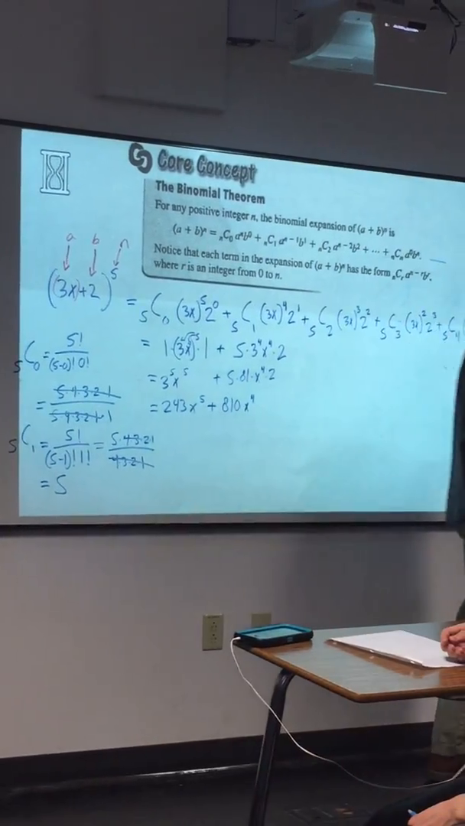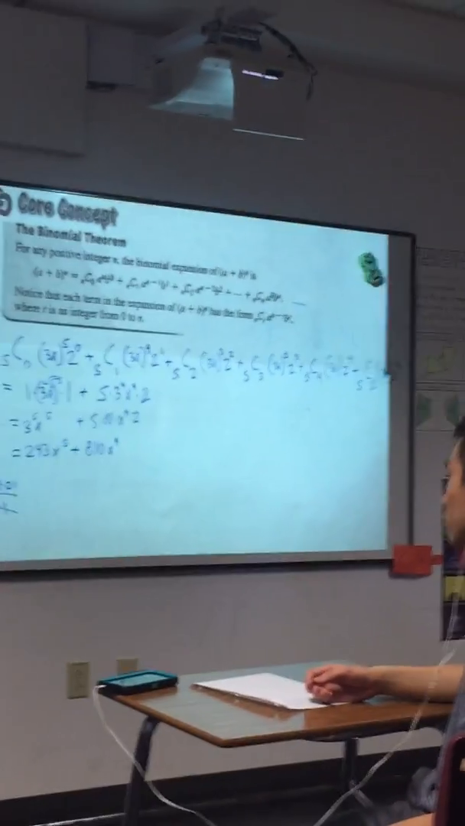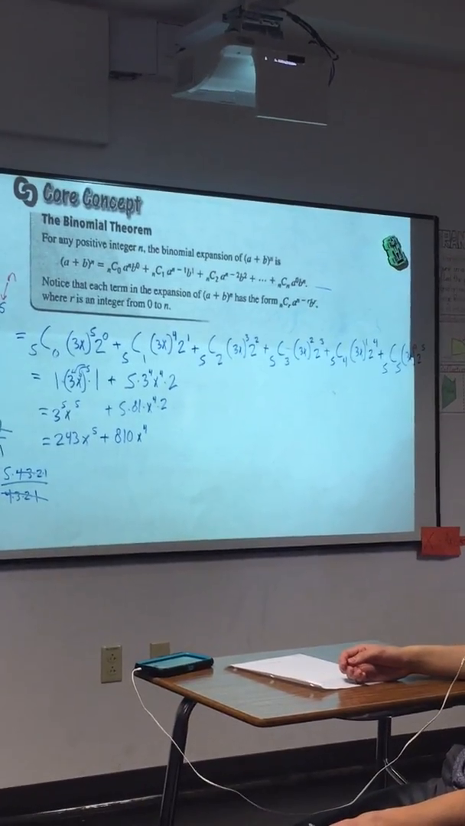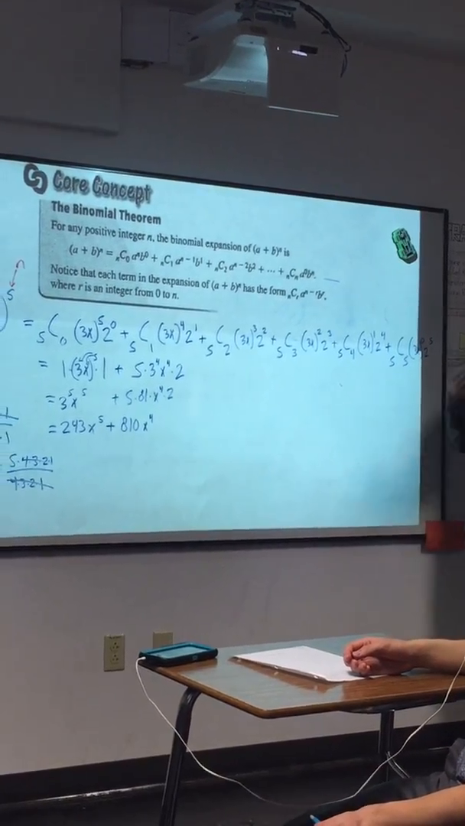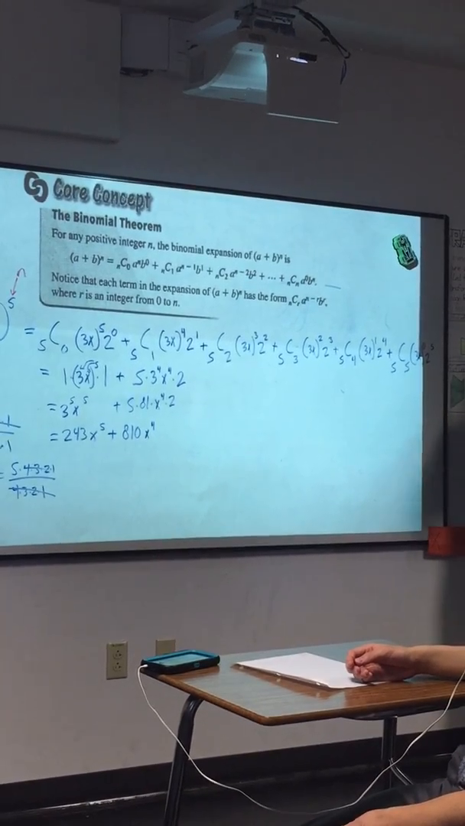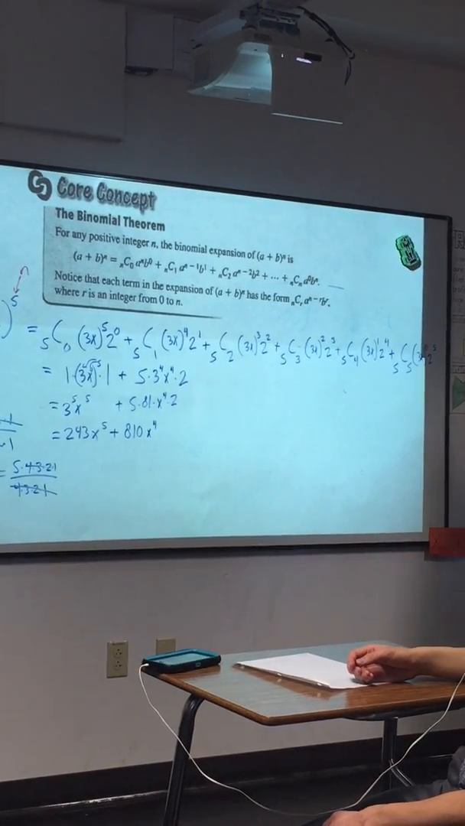Go through it 4 more times, and you'll end up with a beautiful polynomial. And even though it is quite a bit of work, it still beats the heck out of foiling something 5 times over. Miko and then Noah.